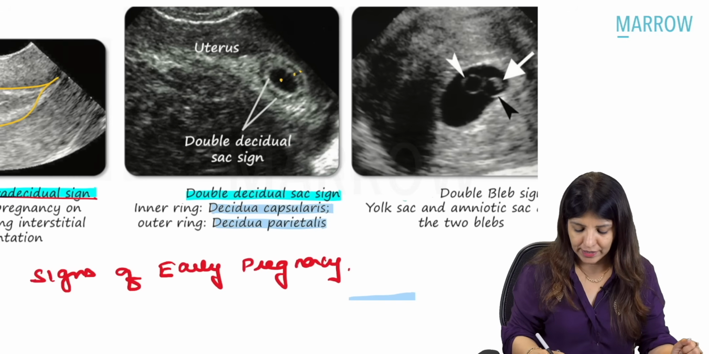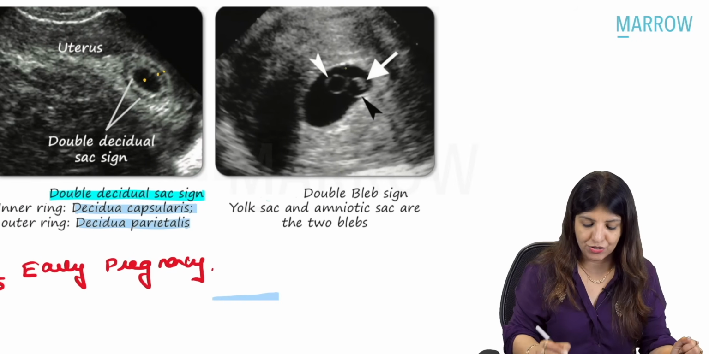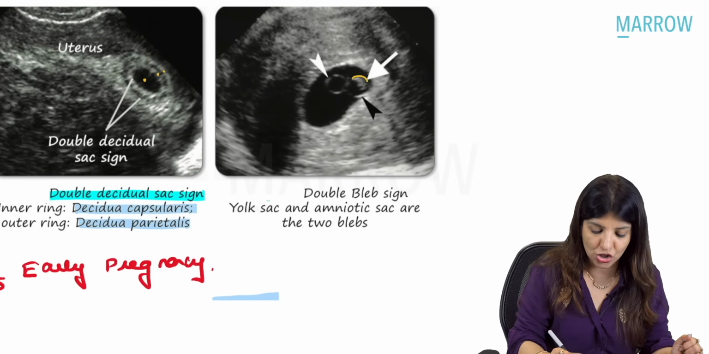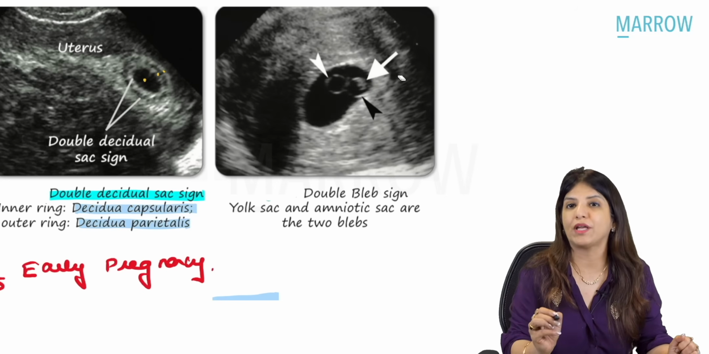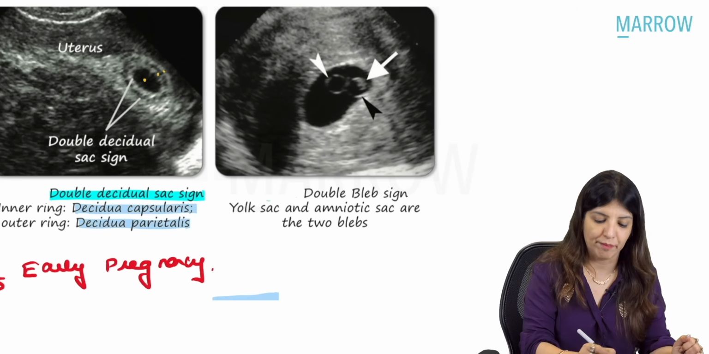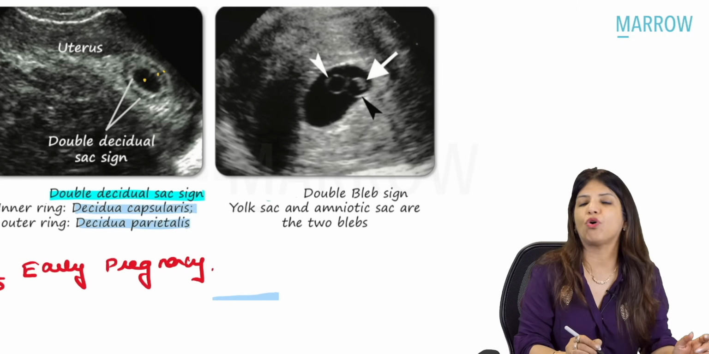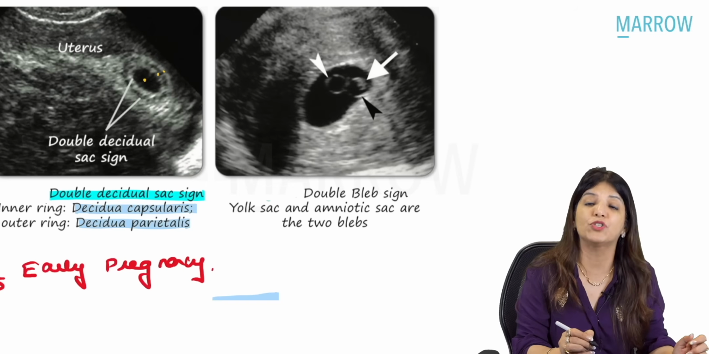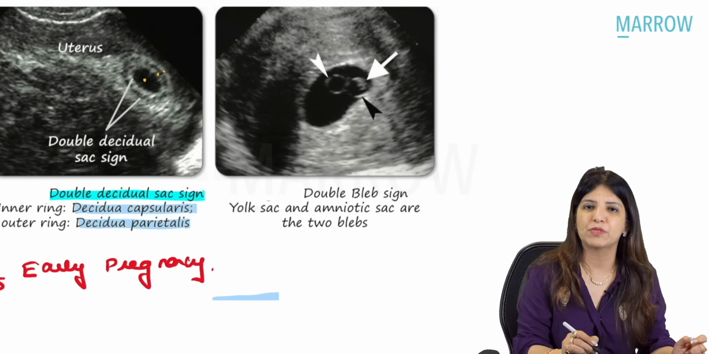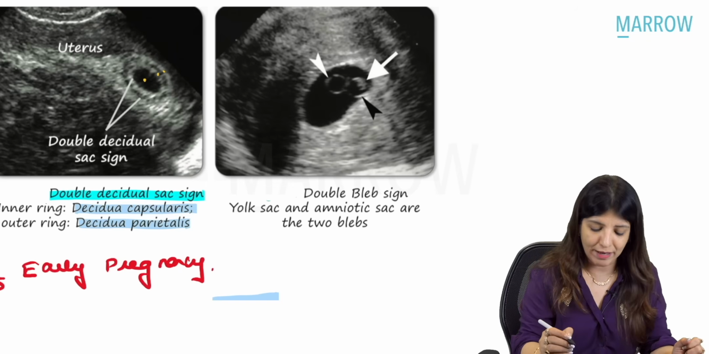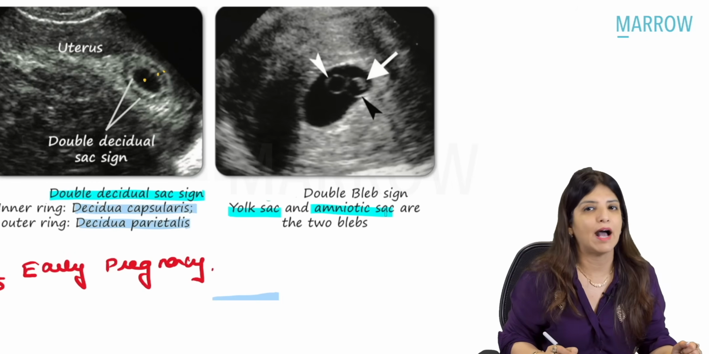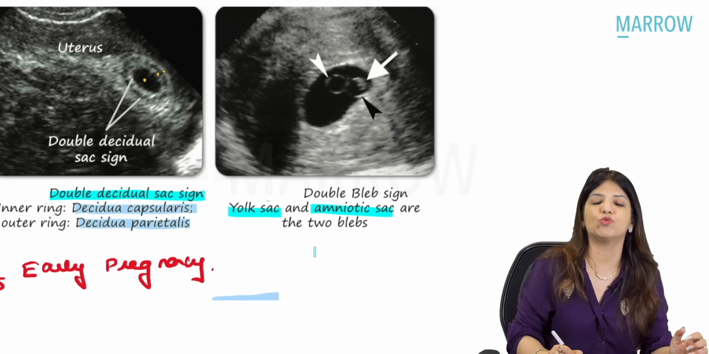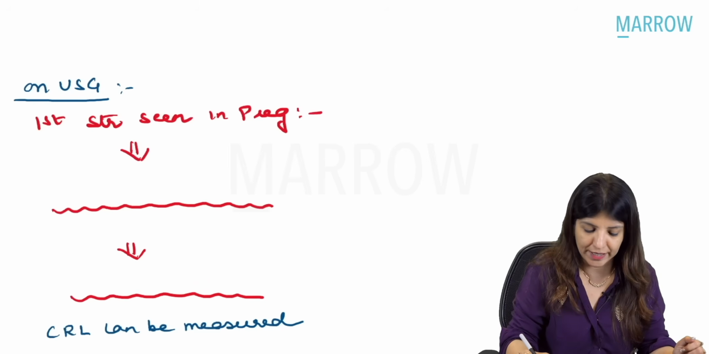Then in the next ultrasound, you are seeing that inside the gestational sac, now we can see two bubble-like structures. I'm erasing so that you can see. This is what is called the double bleb sign, and this is your INI-CET PYQ, which asked that in double bleb sign, what are the two blebs for? So one bleb or one bubble is for yolk sac, and the other one represents the amniotic sac. So these are the signs which are seen on ultrasound in pregnancy.